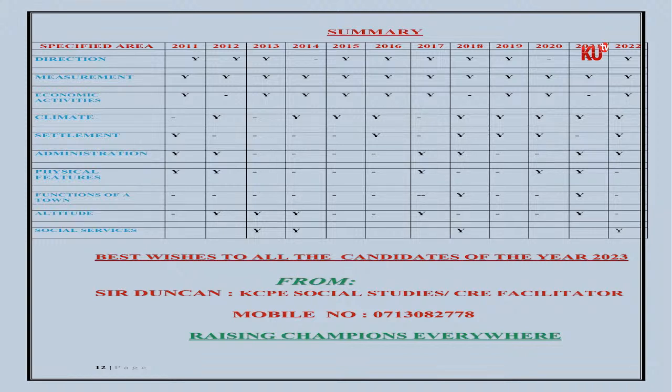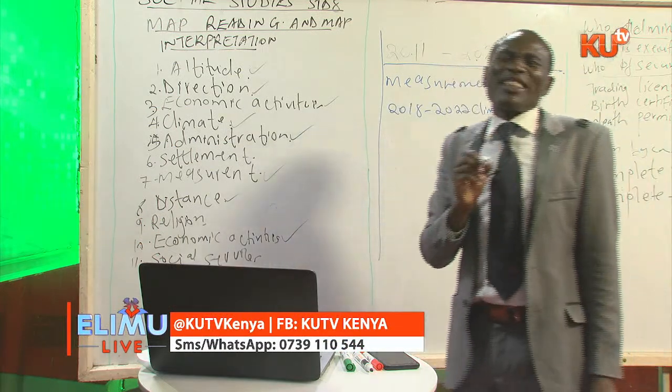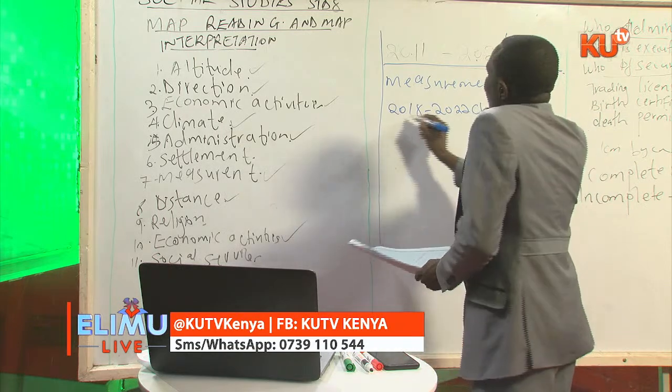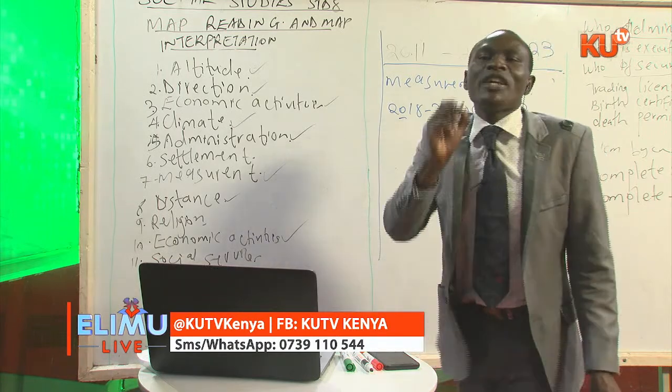Look at climate. Climate is an area that has been coming also, but it has been coming in patterns. 2011 was not there. 2012 we had. 2013 was not there. Then 3 consecutive years it came. Then the following year it did not come. From 2018 to 2022, a question on climate has been coming. 2018, that is very amazing. What about 2023? We are not answering that question.